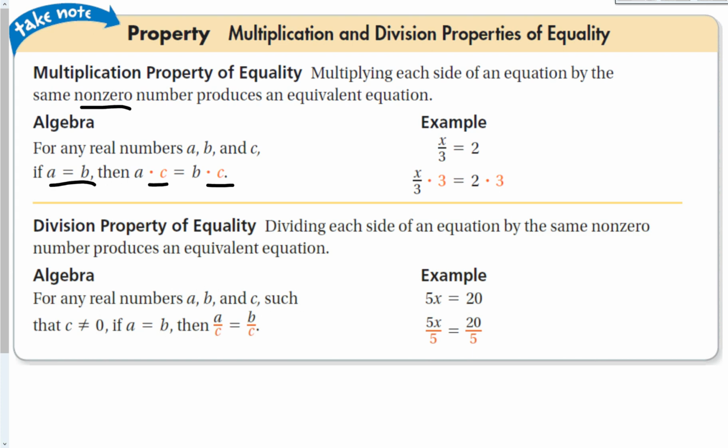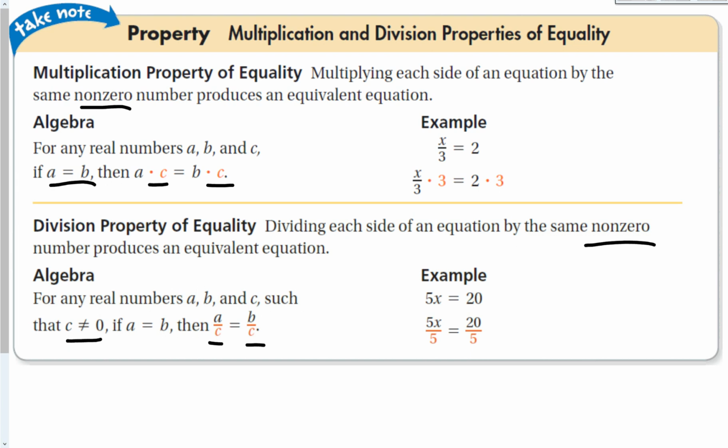Division property of equality says the same thing. Dividing each side of an equation by the same non-zero number produces an equivalent equation. And same thing here, non-zero, because I can't divide by 0. That is undefined. So that's why we have this caveat right there that says c cannot be equal to 0. So then if I divide one side by c, I have to divide the other side by c to keep both sides balanced. Usually we do this so that something will cancel, so that something will reduce.